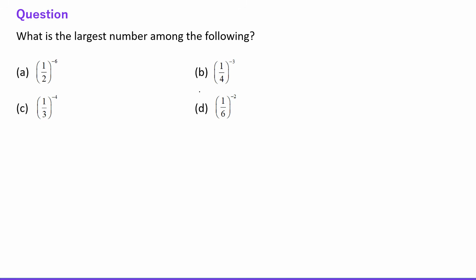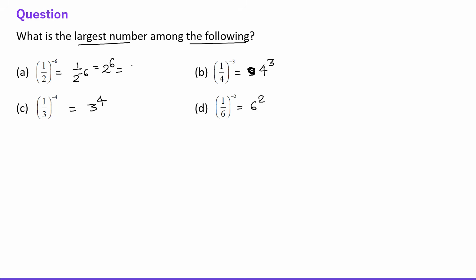Next question is, what is the largest number among the following? The largest number. This is 1 by 2 raised to the power minus 6, which is 2 raised to the power 6. Similarly, this is 4 raised to the power 3. And this is 3 raised to the power 4. And this is 6 raised to the power 2.